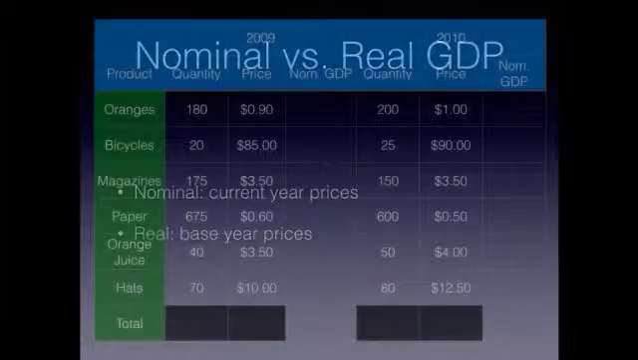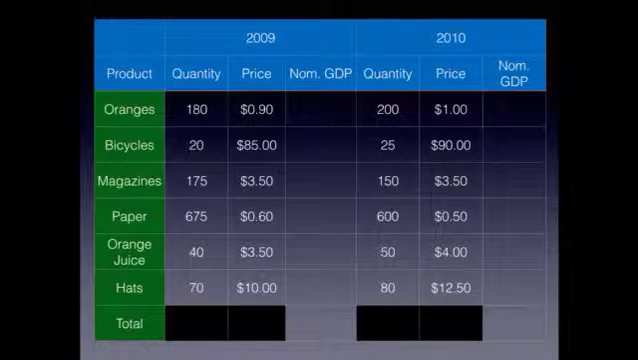So let me go through a couple of specific examples here. I have a very simple economy here, and this country only produces 6 items: oranges, bicycles, magazines, paper, orange juice, and hats. And we're looking at the information for how much of those items were produced and what they cost in 2009. And we're also taking a look at how much of these items were produced and how much they cost in 2010. So we want to use this information to calculate nominal GDP.